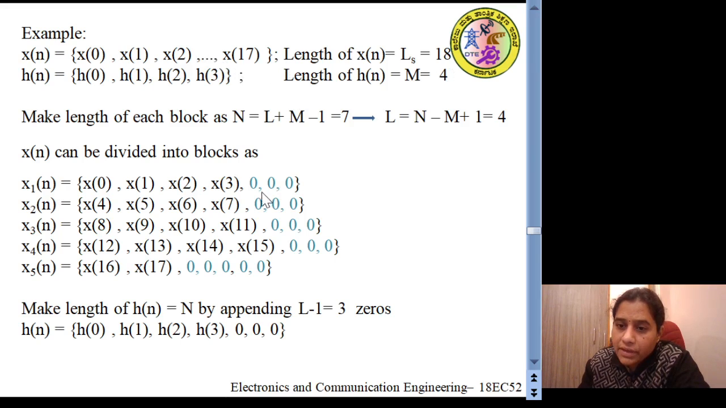So 4 minus 1, that is 3 zeros here. See, in blue color I have highlighted these 3 zeros. Blue zeros are appended zeros for the first block.